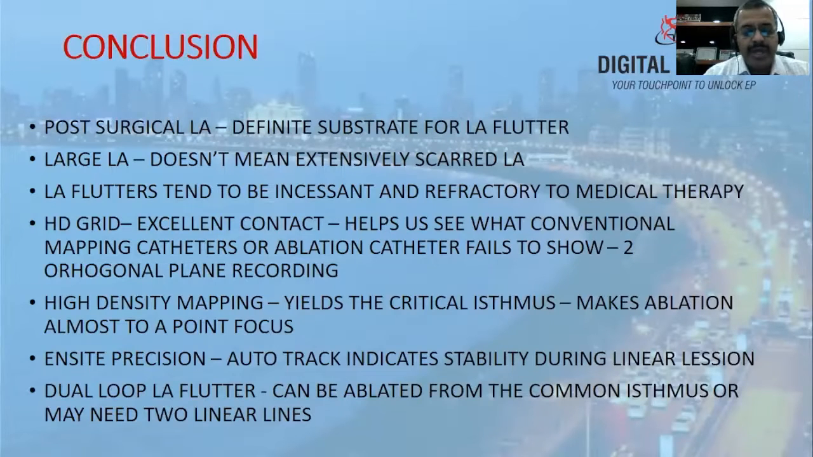High density mapping is very useful in identifying the critical isthmus, and sometimes even makes the ablation almost a point focus, like in case 1. And the precision auto tracking facility ensures the stability of the catheter during linear lesions. Post-surgical dual loop LA flutters can sometimes be ablated from the common isthmus with point ablation, or sometimes may require two linear lines.